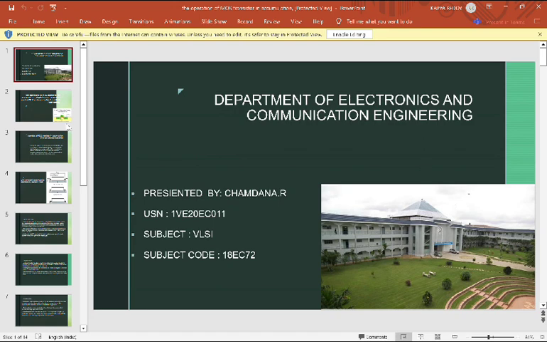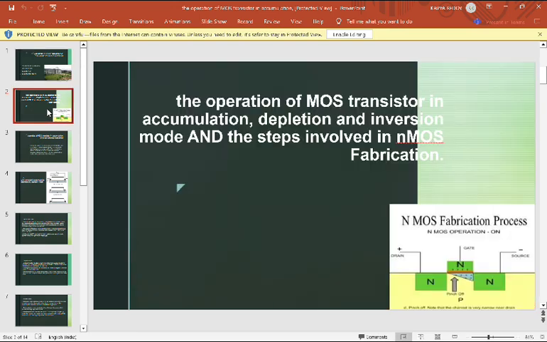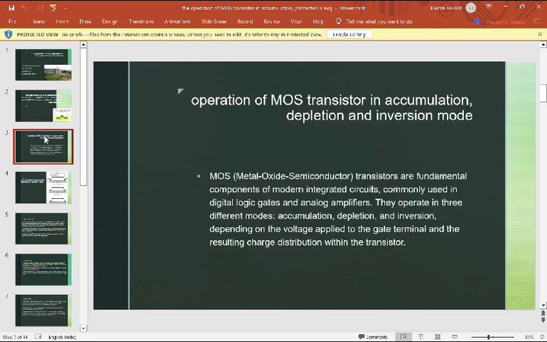Topic of my subject is the operation of MOS transistor in accumulation, depletion, and inversion mode, and the steps involved in NMOS fabrication. So, firstly, the operation of MOS transistors in accumulation, depletion, and inversion mode.